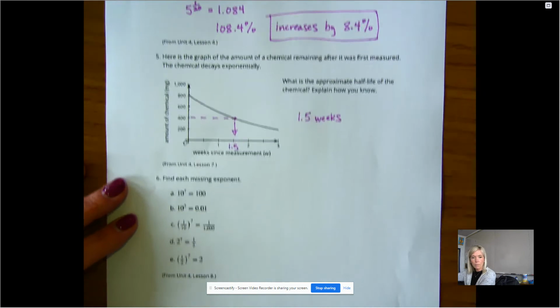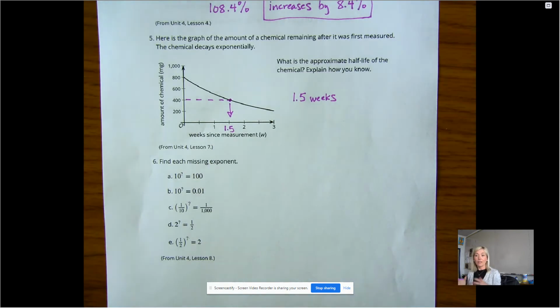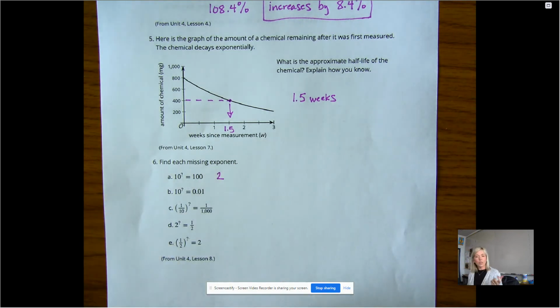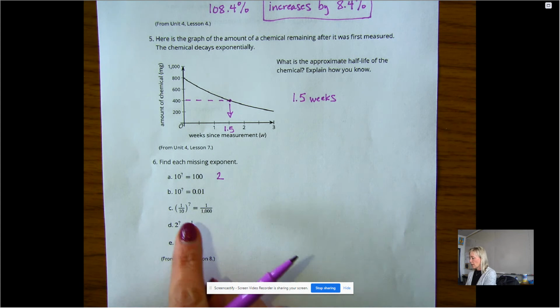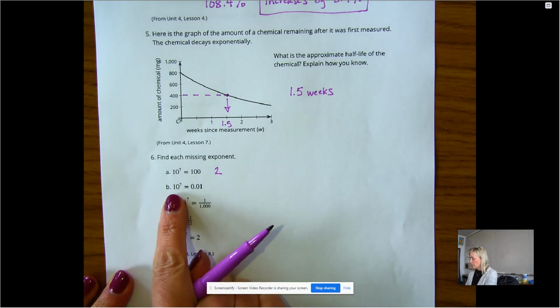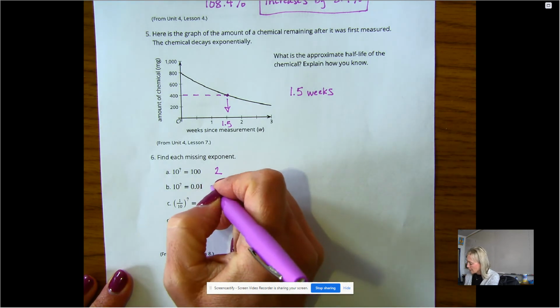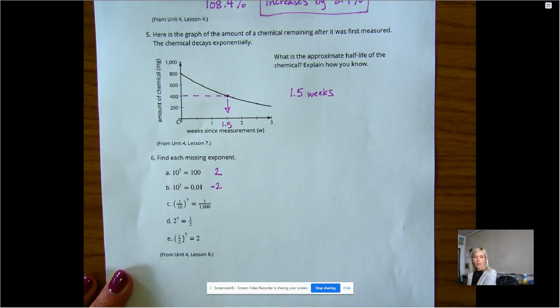Number 6, we're looking for missing exponents. This is going to challenge our math fact knowledge. I know 10 squared is 100, so this is a 2. I also know a little bit about negative exponents, and so this is 1/100th, right? And so the exponent would be a -2. Okay, if 10 squared is 100, then 10 to the -2 is 1/100th.